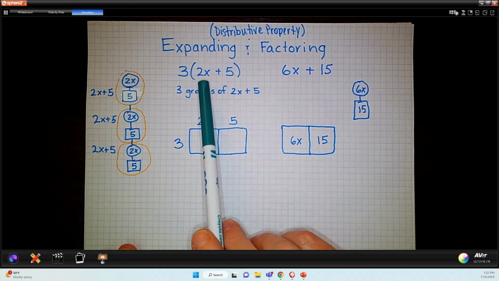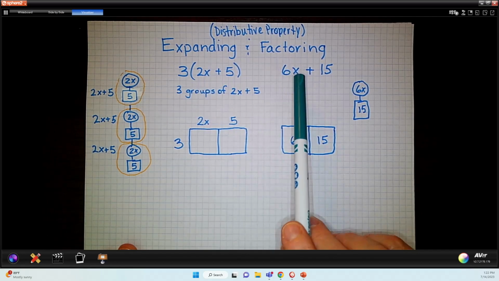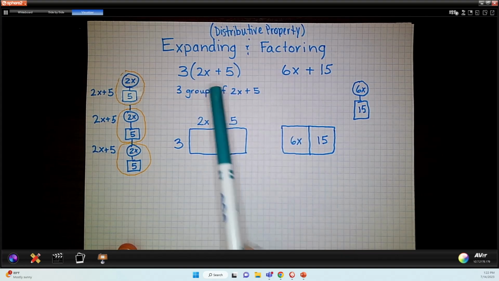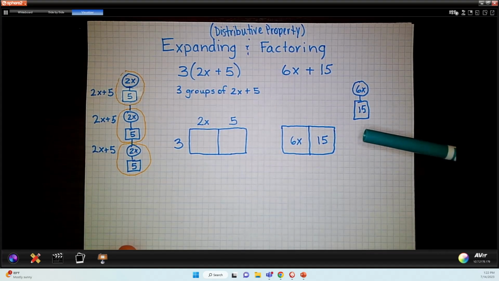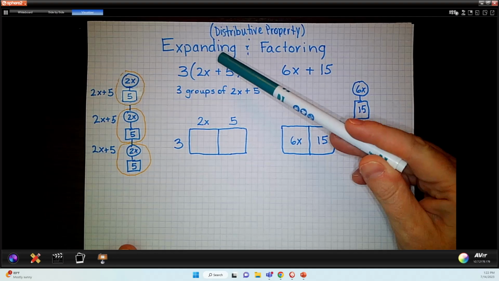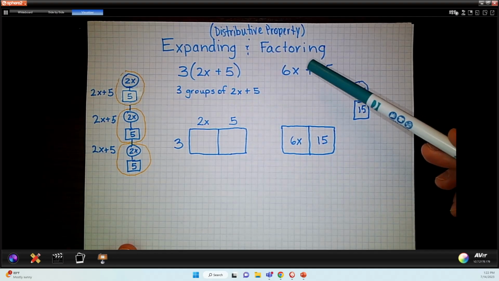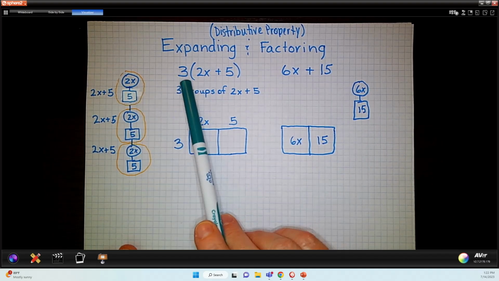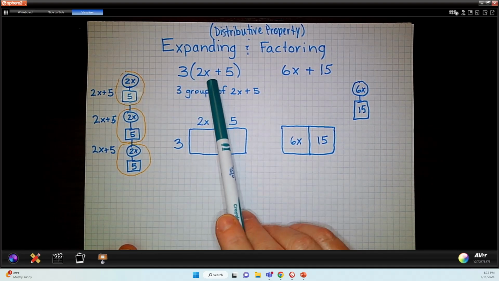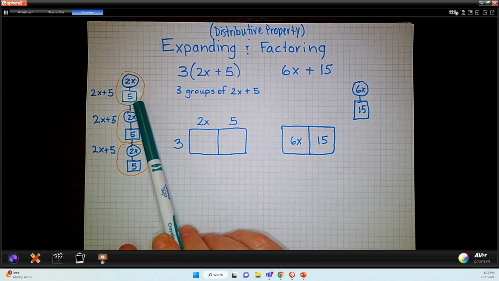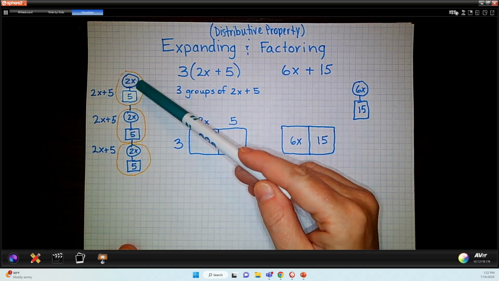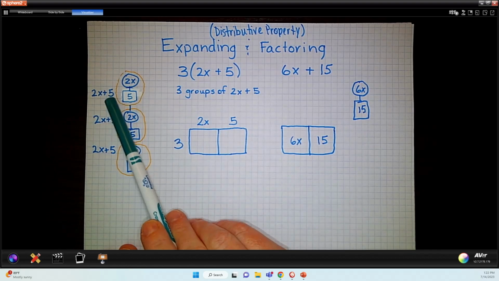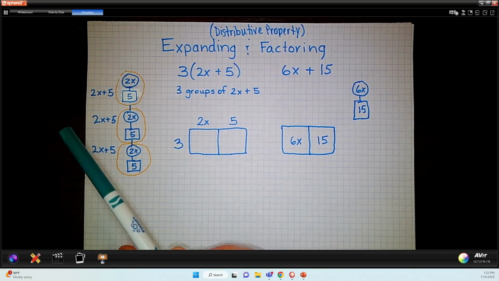Now what we teach the students is that these are equivalent, and depending on the situation, you may use either one. So we teach them how to recognize going from expanded form and then factoring to get back and forth. So when we're looking at this example, 3 groups of 2x plus 5, it's like the balance scale where we had the 2x and a 5, a 2x and a 5, the 2x and a 5. We have 3 groups of 2x plus 5.